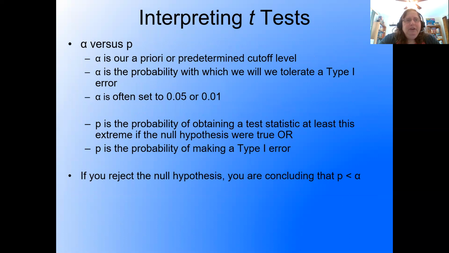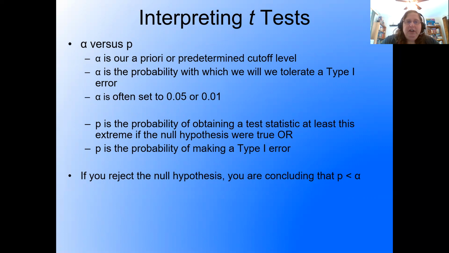So the last big topic I want to talk about is alpha versus P. And we've been talking about alpha for a little while now. If you remember, alpha is our a priori or predetermined cutoff level. It's the probability with which we will tolerate a type 1 error. And it's often set to 0.05 or 0.01. So you can think of alpha as our tolerance. I'm willing to make a type 1 error up to 5% of the time if I set my alpha to 0.05.